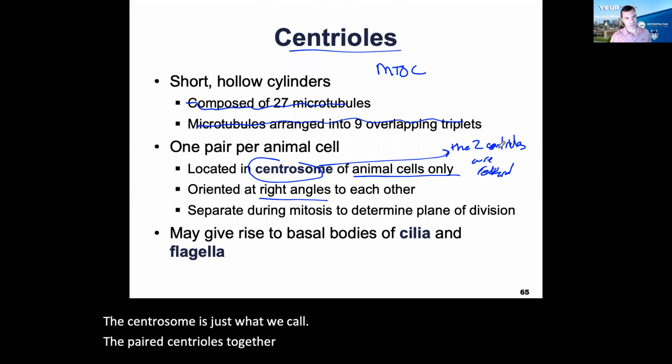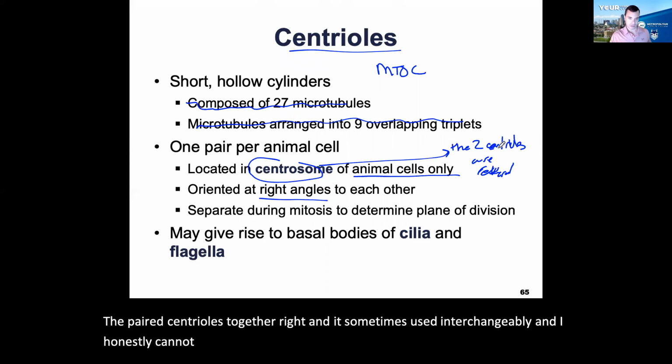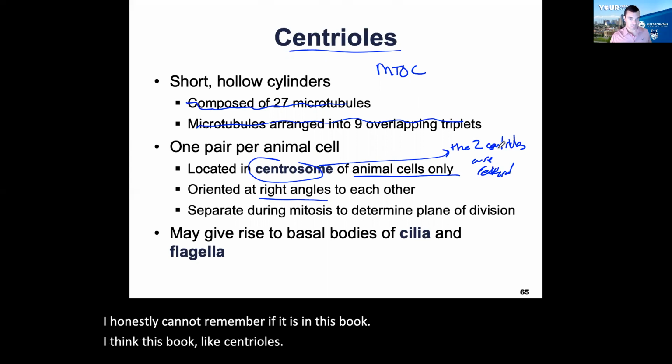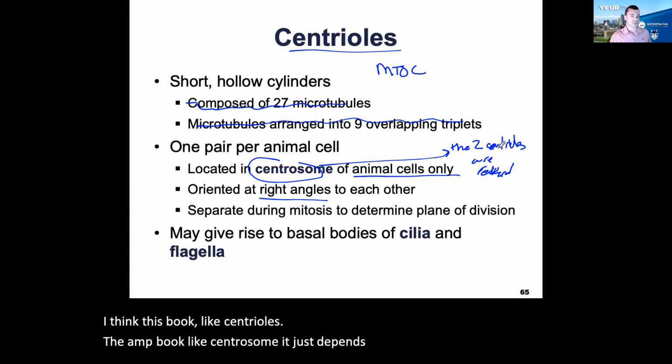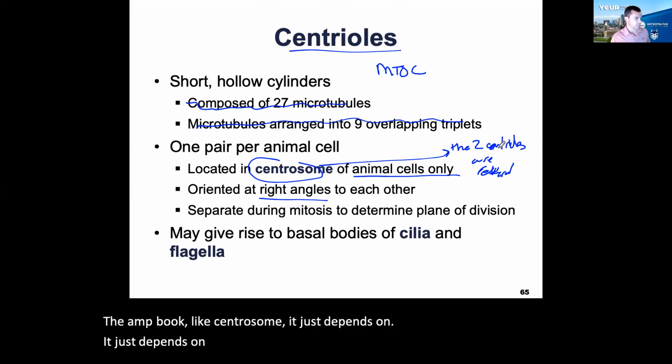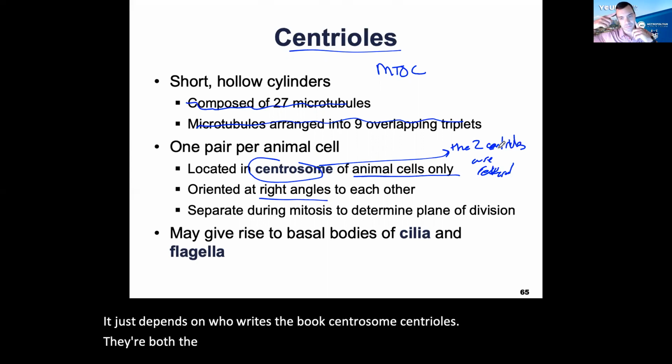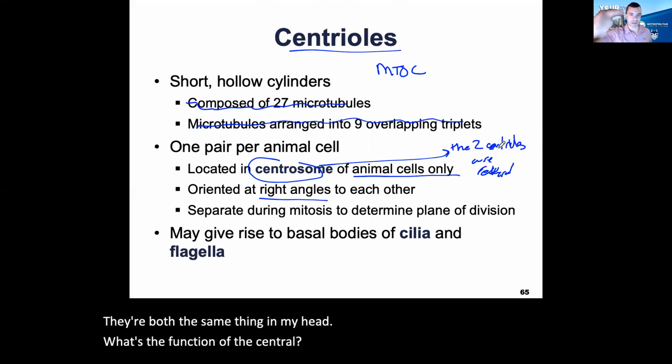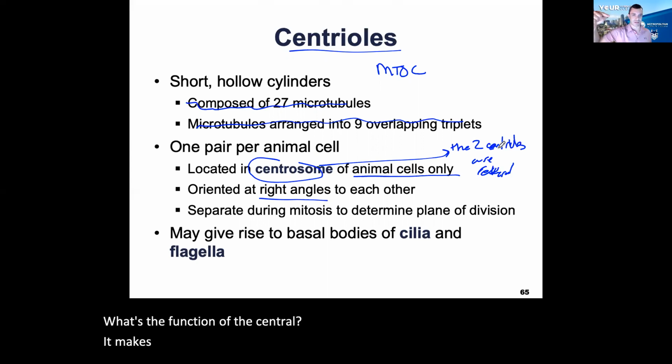And it's sometimes used interchangeably, and I honestly cannot remember if it is in this book. I think the A&P book says centrosome, it just depends on who writes the book, okay? Centrosome, centrioles, they're both the same thing in my head, okay? What's the function of a centriole? It makes microtubules. It is the MTOC, the microtubule organization center.